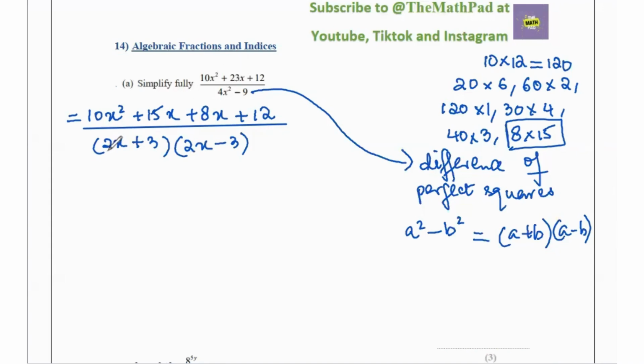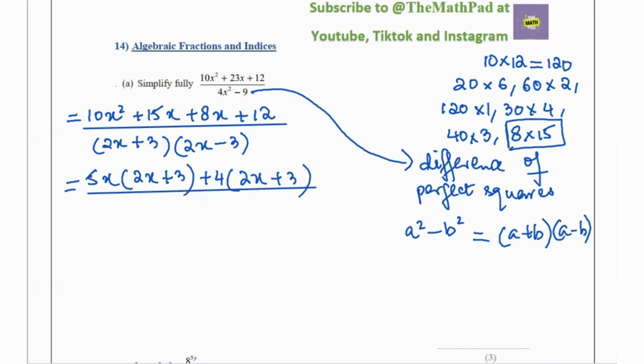4x squared is 2x, 9 is 3. Now for the numerator, as you know, we factor by grouping. So the first two terms make one group, the last two terms make another group. Between the first two terms, we have 5x common. So 2x plus 3 goes in the bracket. And between the last two terms, we have plus 4 common. So 2x plus 3 goes in the bracket.